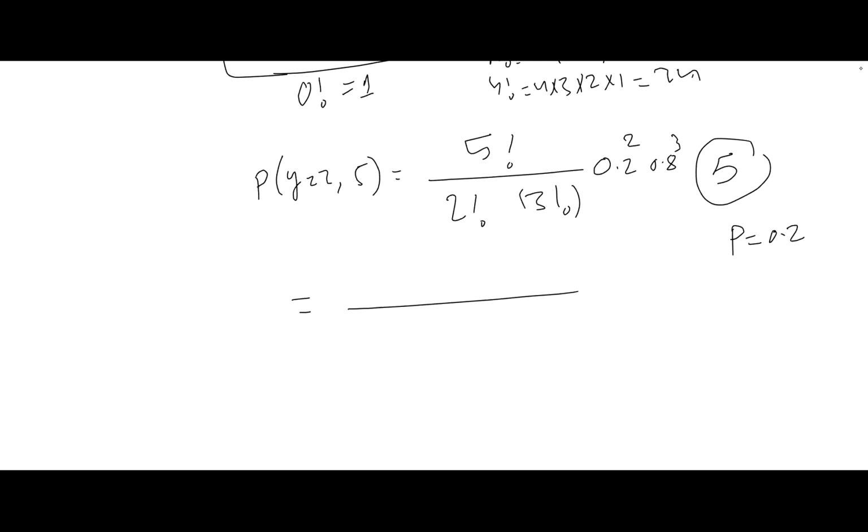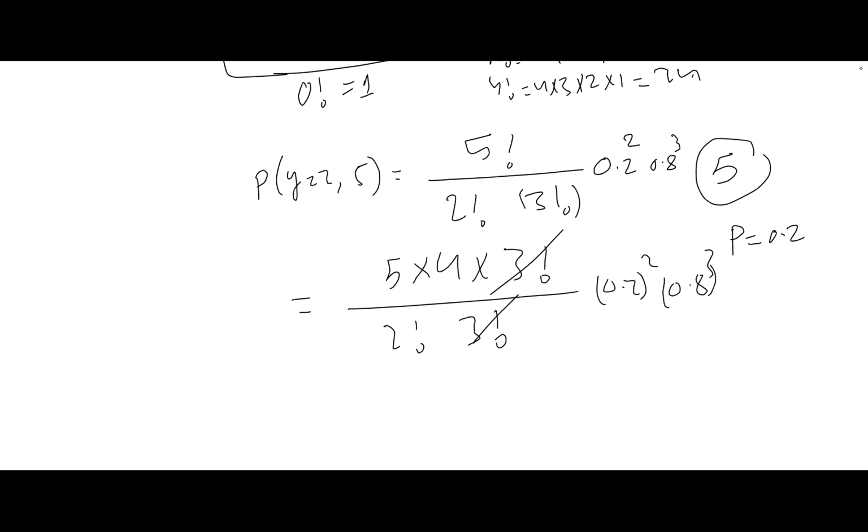Of course, to calculate this, 5 factorial is 5 times 4 times 3 factorial, over 2 factorial times 3 factorial, times 0.2 to the power 2 times 0.8 to the power 3. The 3 factorial cancels the 3 factorial, and 2 cancels 4 to give 2, so it will be 10 times 0.2 squared times 0.8 to the power of 3. Then you can calculate the probability. So this is the way to calculate the binomial distribution.